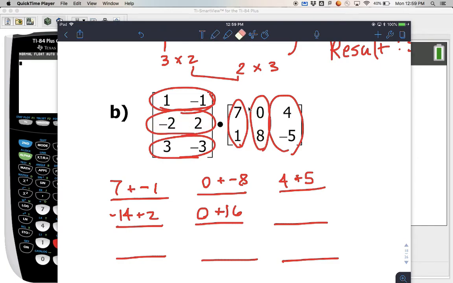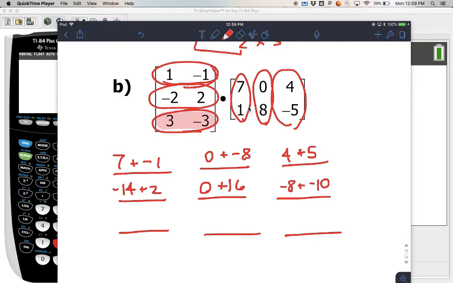All right, next we're going to go middle row, right column. So 4 times negative 2 is negative 8. And then 2 times negative 5 is negative 10. Long final row. So you got that row and that column right there. 3 times 7 is 21. Negative 3 times 1 is negative 3.